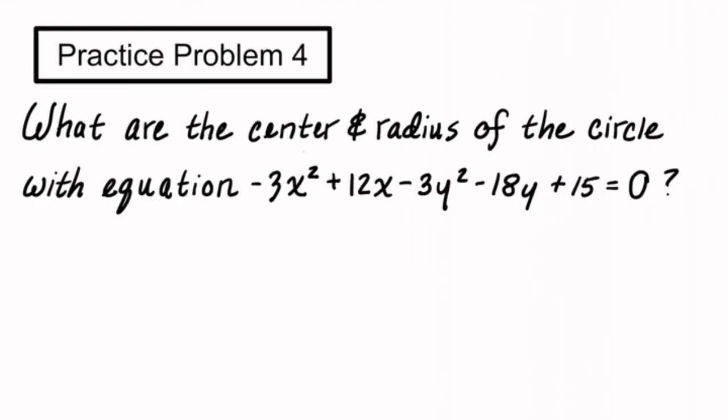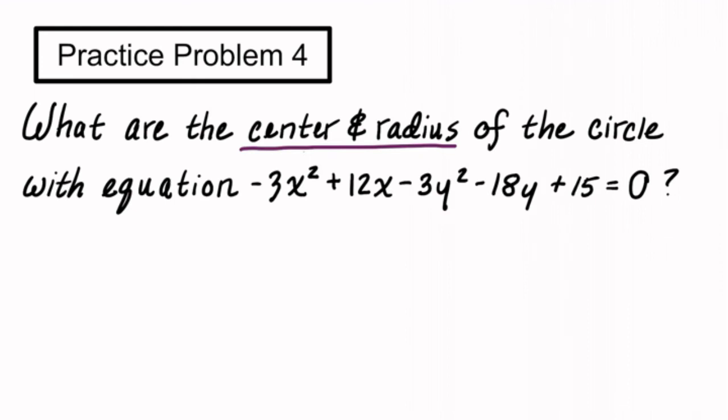Okay, now for our last practice problem, go ahead and pause it again now if you'd like to attempt this on your own. This time we're going to find the center and the radius of a circle with the equation given below: negative 3x squared plus 12x minus 3y squared minus 18y plus 15. What we're going to need to do is put this into that formula that we started with, not the standard form that we have here.